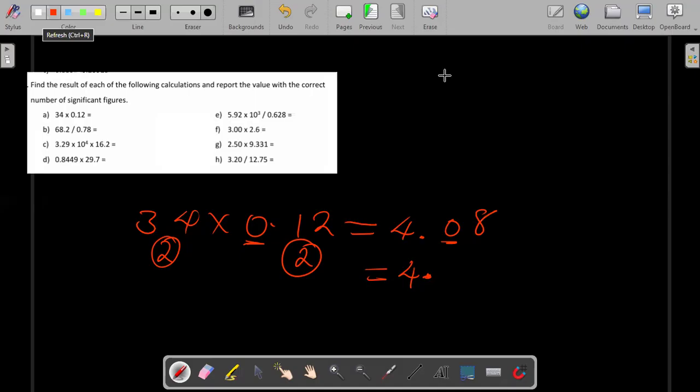So in this case, I'll write my answer to 2 significant figures. Now I apply the rules for rounding off. So I have an 8 here and I have a 0. And 8 is above 5, so I'll add a 1 to the 0. So I end up having 4.1 as my final answer.